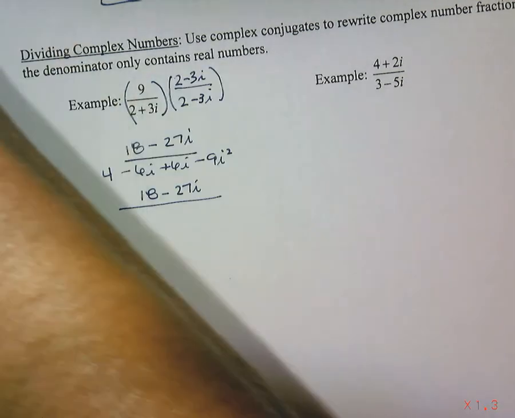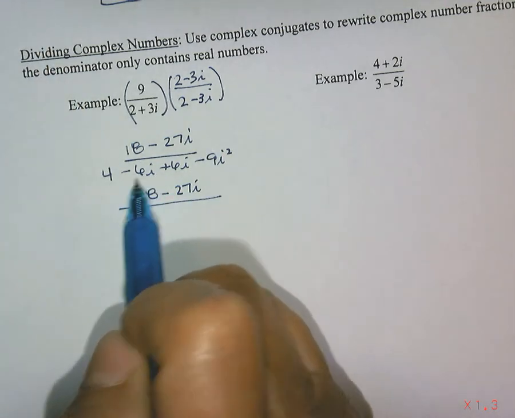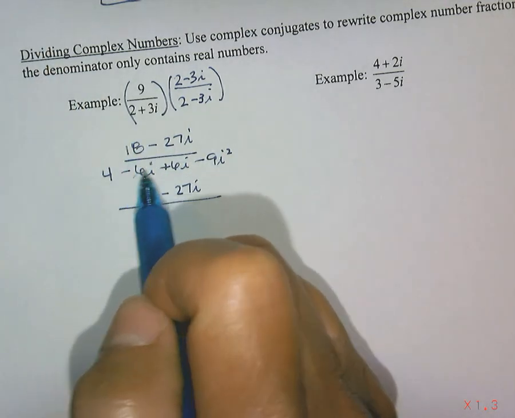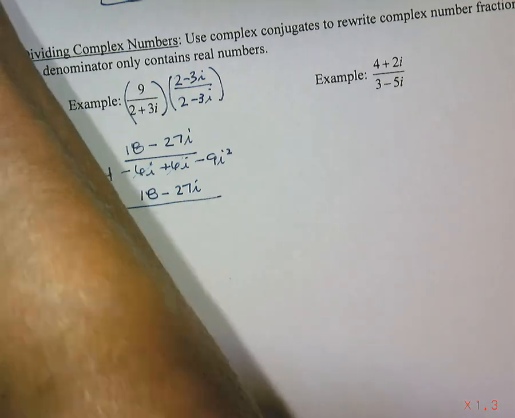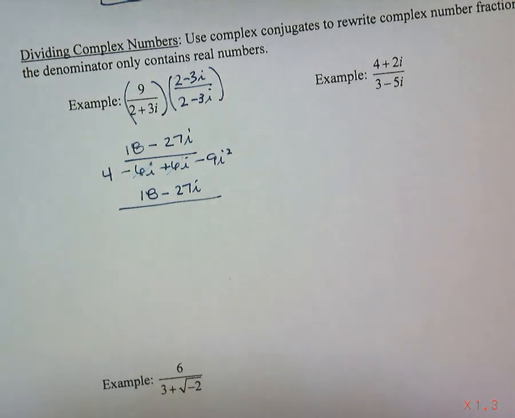My denominator, if you'll notice, I have a negative 6i and a positive 6i. Those are going to add up to 0. And that's exactly why I've chosen the complex conjugate. If you do this right every single time, you're going to get rid of the i.